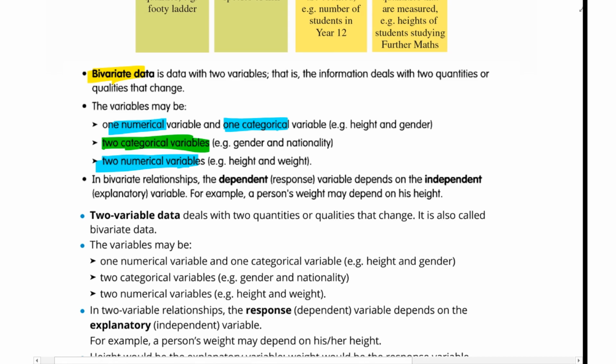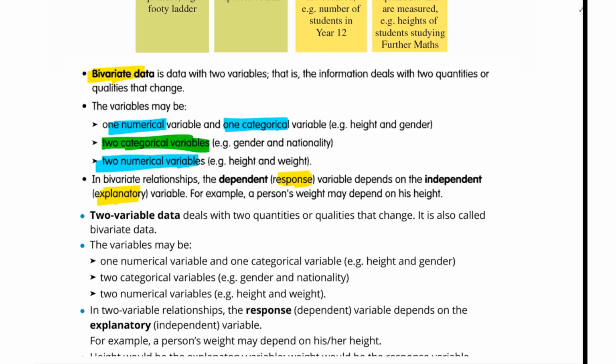Now in bivariate relationships, we have a dependent variable, which is the response, which is the terminology we're using for this. You might have heard in other contexts independent and dependent. What we will be using is response and explanatory. So the independent is what's explaining what's going on. The dependent is the response to that. So we'll go into more details on that.